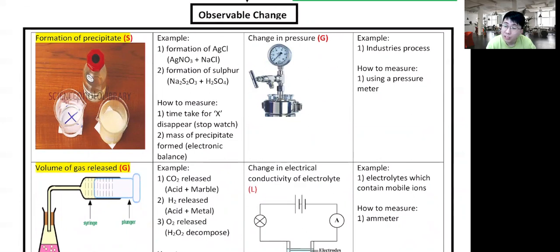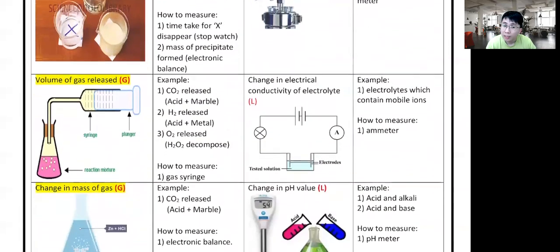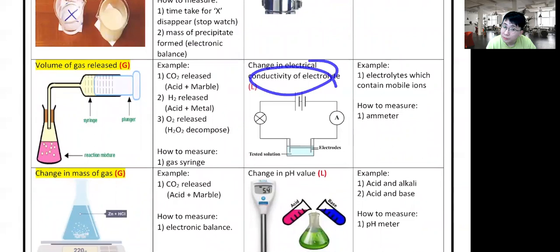But if you think about it, let's say I have a gas and I want to know whether the gas is actually getting more or less. I can just measure the pressure, because more gas means high pressure, less gas means low pressure. So basically this is something that we should know. And sometimes you can use electrical conductivity to find out.